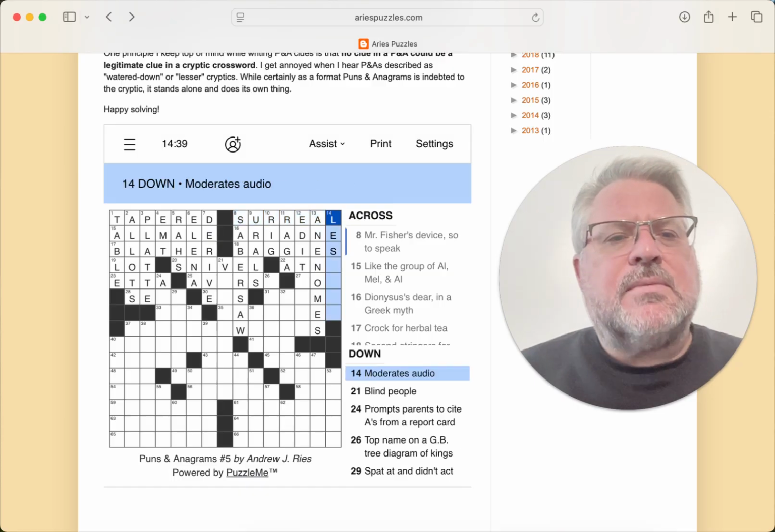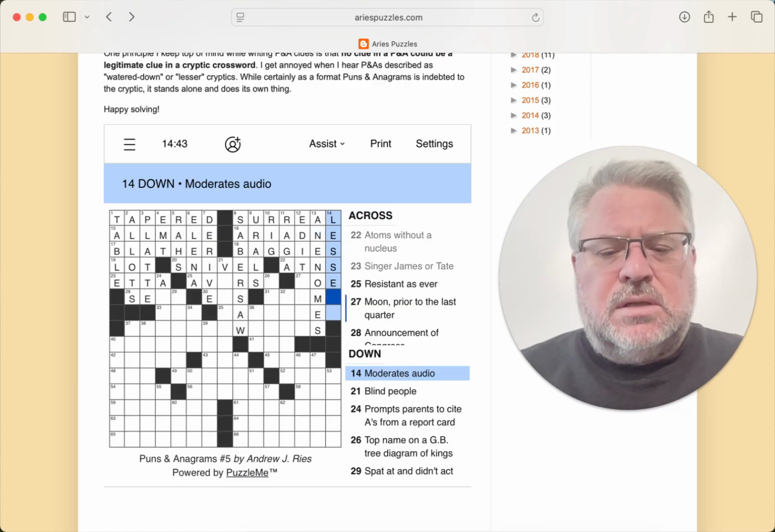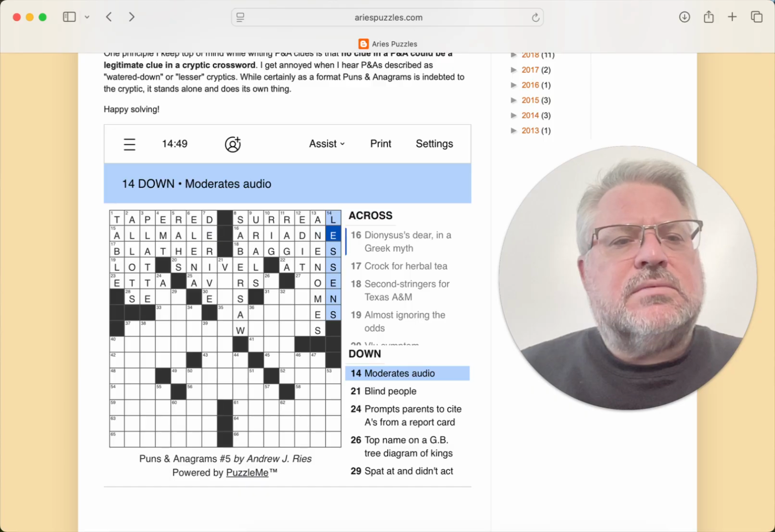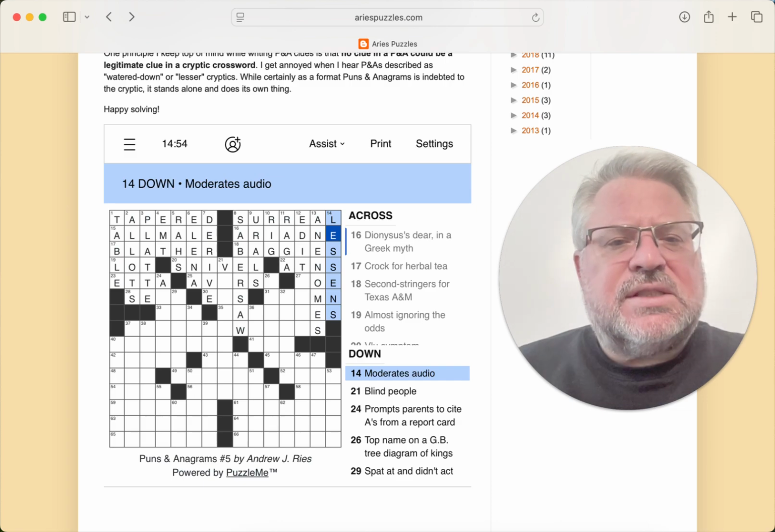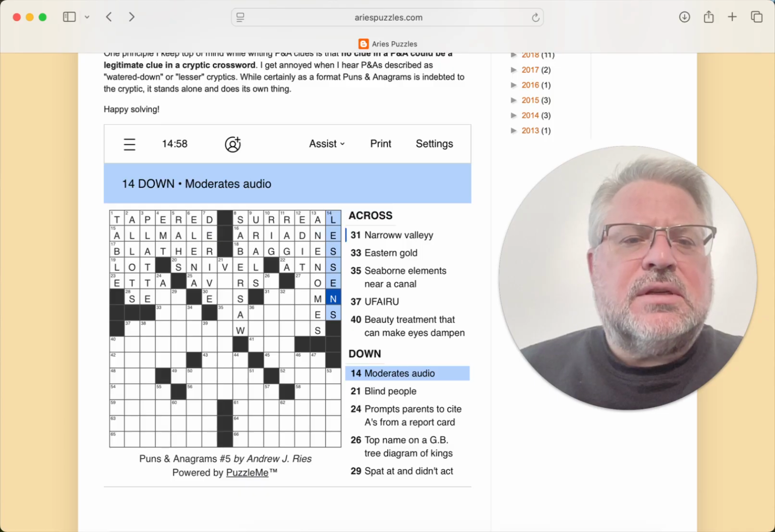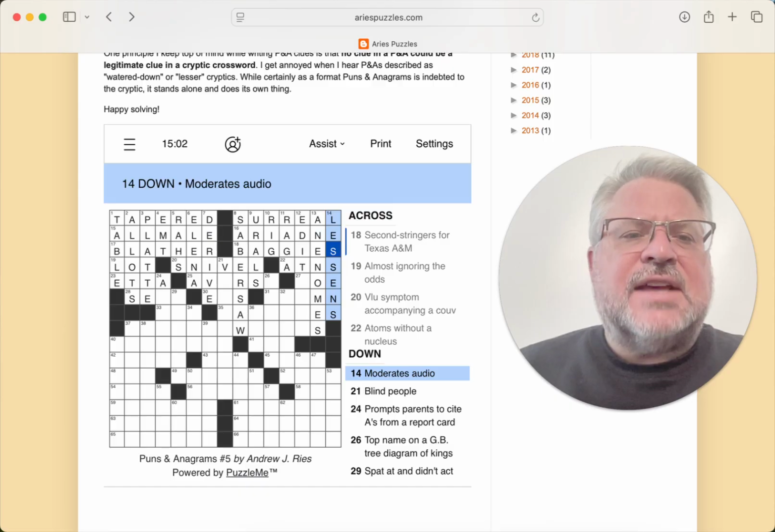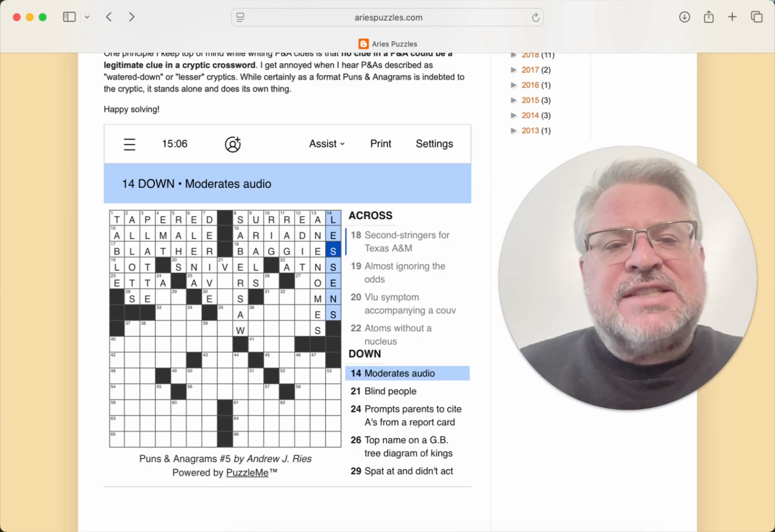I think that's right. Moderates. Moderates can be lessen. Lessons. Audio is listens? Or is it lessons? I think moderates is lessons. What does the audio give us here? I guess it's just a homophone, maybe another homophone indicator. So lessons.